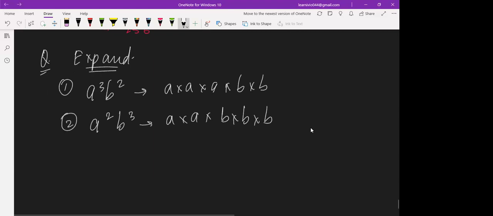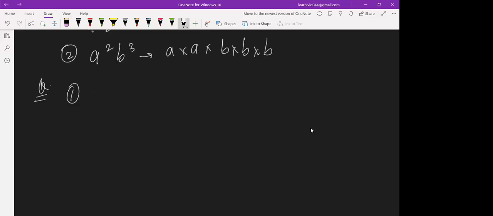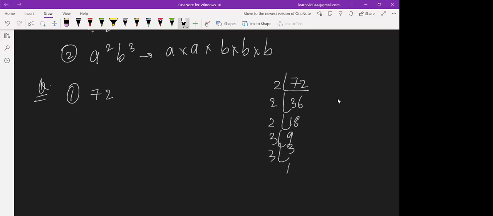Now, there are questions where you have to express the following number as a product of its prime factors. For example, the first number is 72. So you have to write 72 in the form of powers. You just do the prime factorization of 72. First it is divisible by 2: 2 into 36, then 2 into 18, 2 into 9, 3 into 3, and 3 into 1. So 72 is equal to 2 into 2 into 2 into 3 into 3. So how can I write it now? I can write it as 2 to the power 3 into 3 to the power 2. Very good.